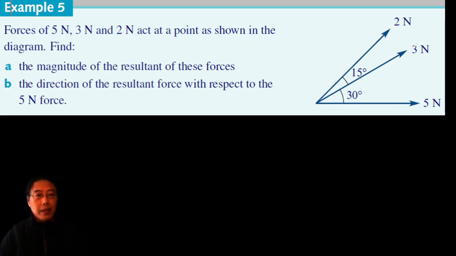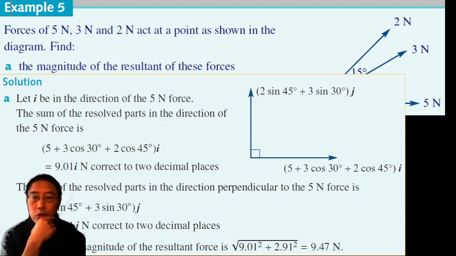Okay, so for the horizontal one, it will not be difficult. For the 2 and 3 that make up an angle, this one will be 30 degrees. For that one it will be 15 plus 30, that's 45 degrees. What you will do is project those, so horizontally you will have the 5 plus the 3 cos of 30 degrees plus 2 times cos of the 30 plus 15 degrees. Vertically you will only have the 2 and 3.